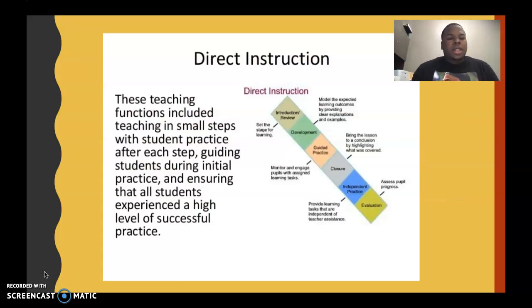Direct instruction teaching functions include teaching in small steps with student practice after each step, guiding students during initial practice, and ensuring that all students experience a high level of successful practice. So this is the overall map of direct instruction, from the introduction and review all the way to the evaluation. It's a famous diagram that I've come across a few times in undergrad, and now again in the graduate course.